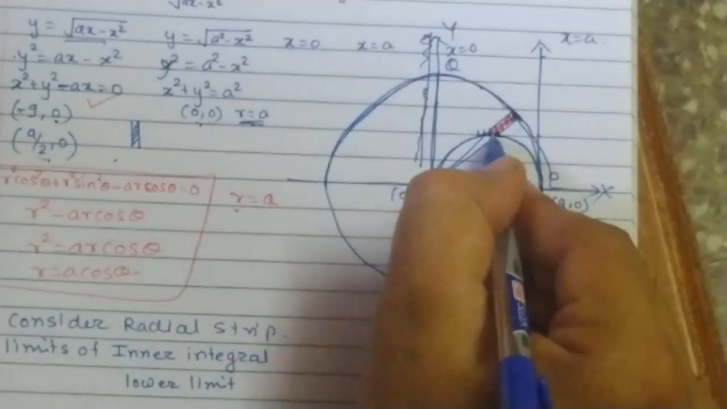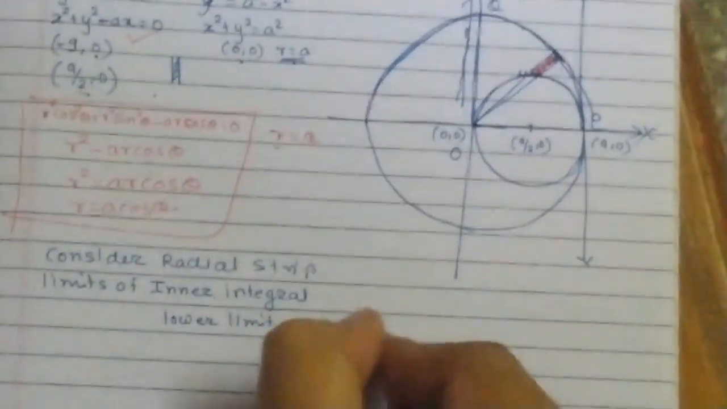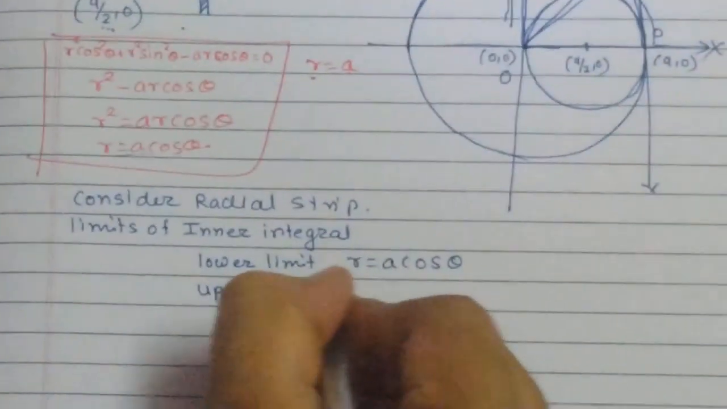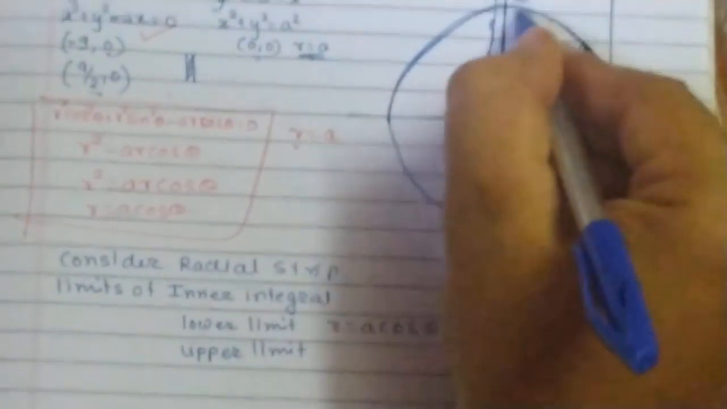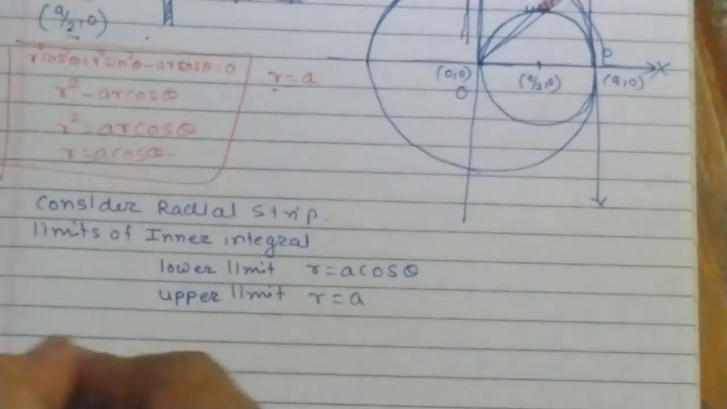So where does this lower end lie? It lies on this smaller circle. What is its equation? r is equal to a cos theta. This is your lower limit. Upper limit: where does the upper end of the strip lie? It lies on this bigger circle. What is its polar equation? r is equal to a.